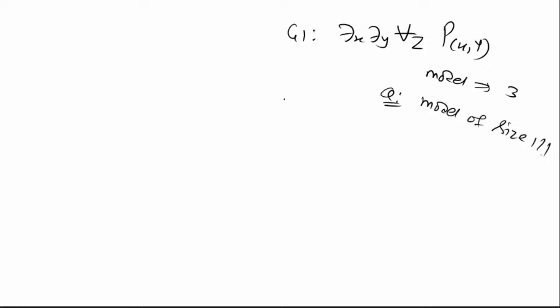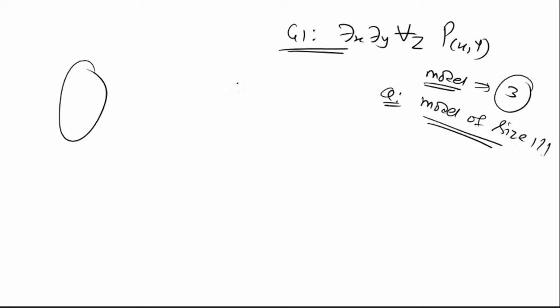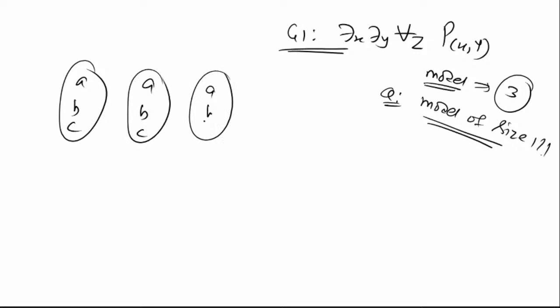So let's see. What I will try to do is try to make it false. I will try my best to not have any model of size 1. It is already given to you that we have a model of size 3. So again, let's consider a, b, c.